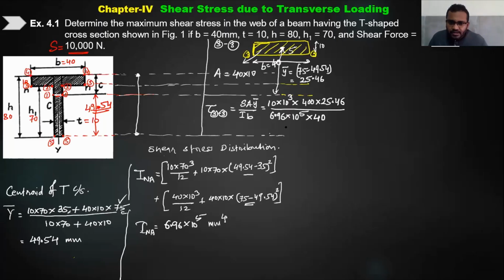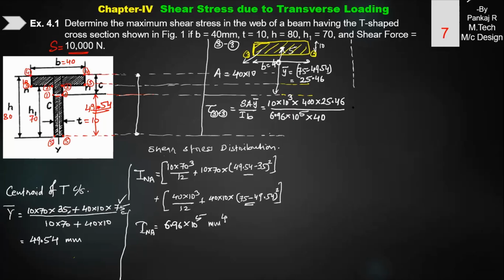अंडरस्टूड? कर सकते हैं सॉल्व इसके लिए? कितना आएगा आंसर बताओ? यस, कितना आएगा आंसर? 3.65. ओके, इसका आंसर आया 3.65 MPa, that is Newton per millimeter square.